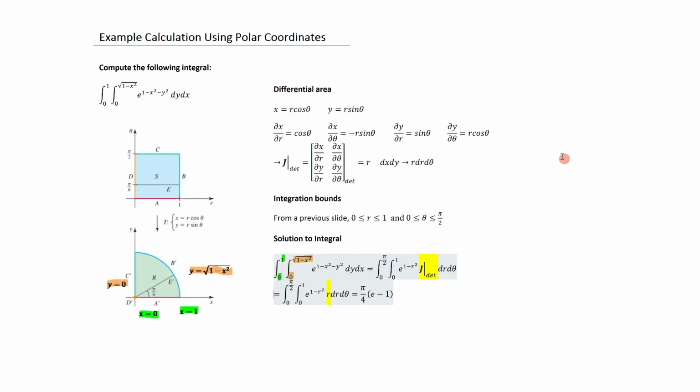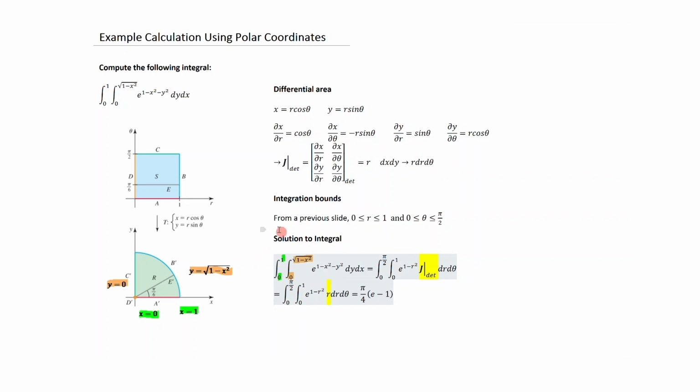All right, so let's do an example calculation using polar coordinates. Here's the integral that you're supposed to calculate. And because we see an x squared and a y squared here, it seems obvious to choose a polar coordinate transformation. So let x equal r cos theta and let y equal r sin theta. And so we compute the partial derivatives, and then we compute the determinant of the Jacobian matrix. And so the differential area element dx dy now becomes r dr d theta.